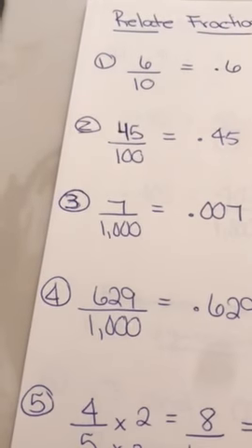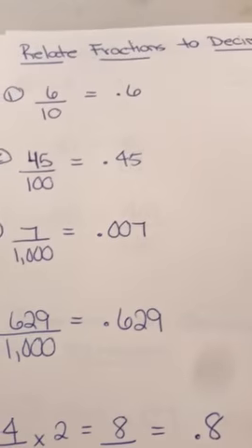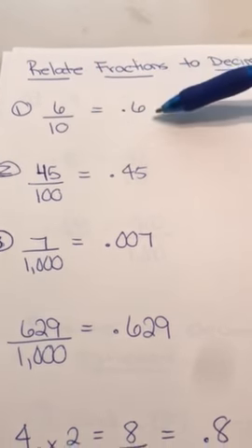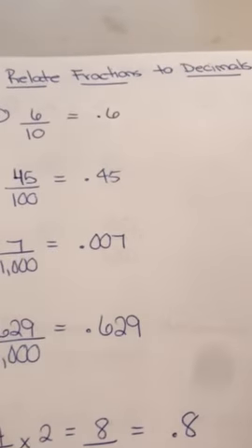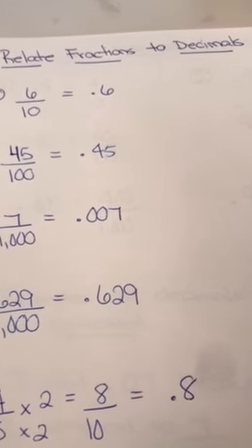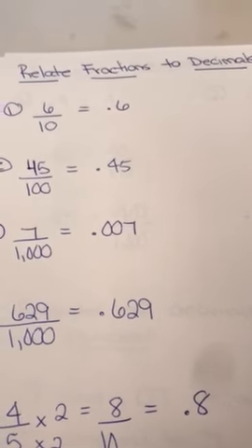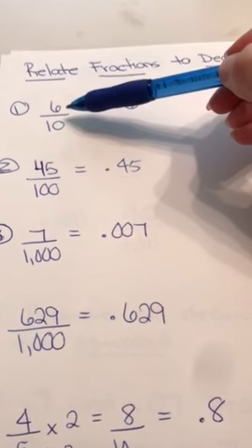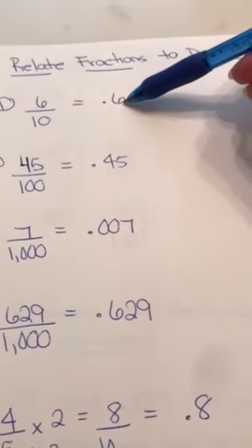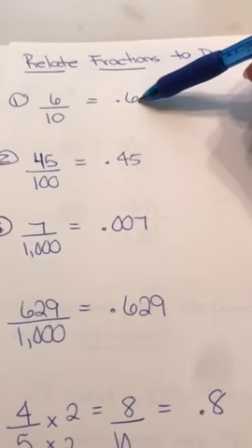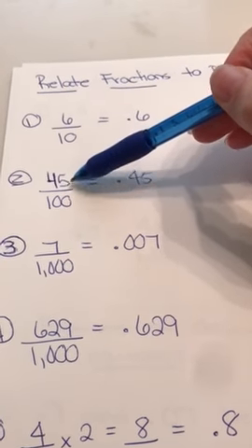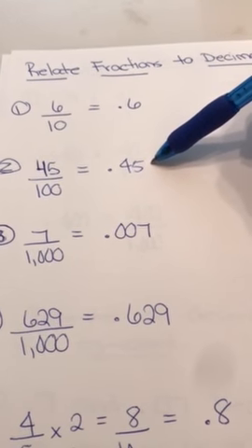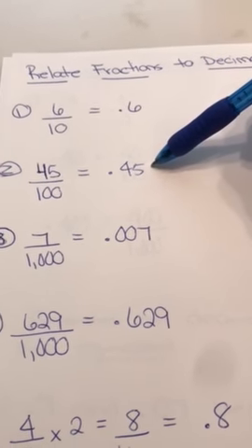All right, continuing on. This time, I can flip it where I have the fraction and I'm moving it over to the decimal. So now I'm relating a fraction to a decimal, where just a minute ago I showed you the decimal first and we wrote the fraction. You do the same thing, it's just the opposite. So if I give you the fraction 6/10, this is how I would write 6/10 as a decimal. If I give you the fraction 45/100, this is how I would write it as a decimal, 45/100.